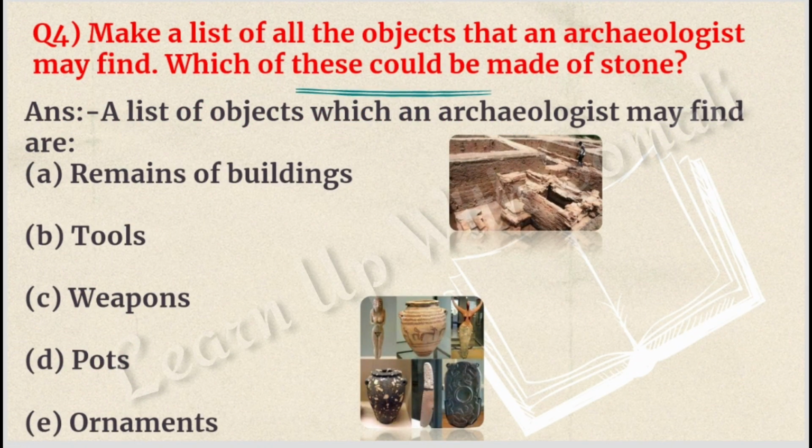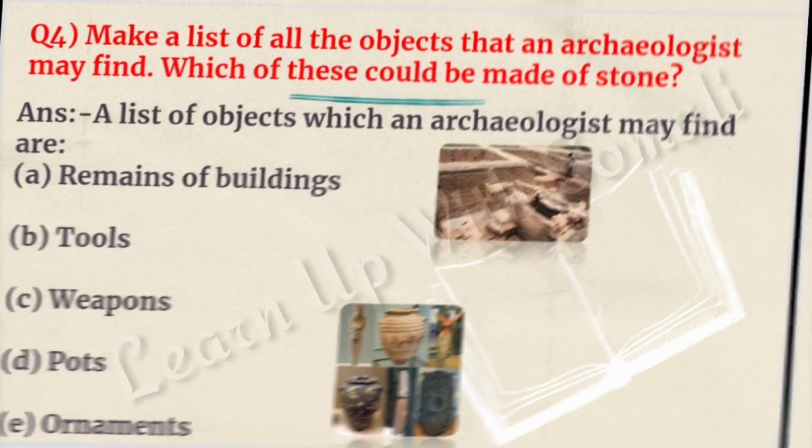Question number 4. Make a list of all the objects that an archaeologist may find. Which of these could be made of stone? So let's look into the answer. A list of objects which an archaeologist may find are: A. Remains of buildings, B. Tools, C. Weapons, D. Pots, and E. Ornaments.